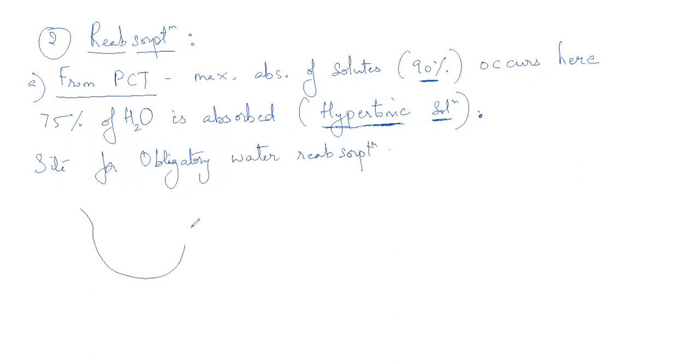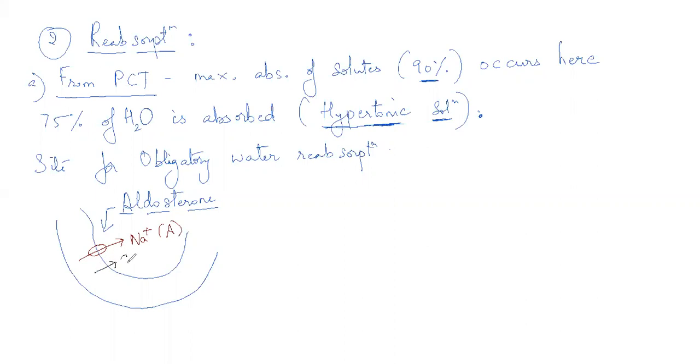And let this be the PCT. The hormone aldosterone acts over here. Aldosterone acts upon PCT and DCT both, but we are just discussing PCT. This aldosterone hormone influences the pumps and causes the exit of sodium ions. Sodium ions are absorbed actively. The result is that chloride ions follow. Hence the water comes out.